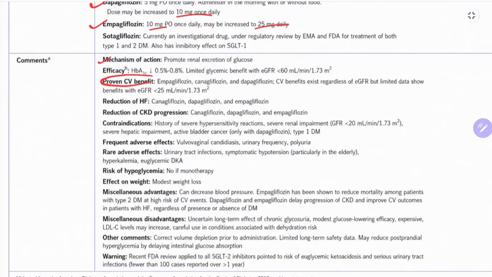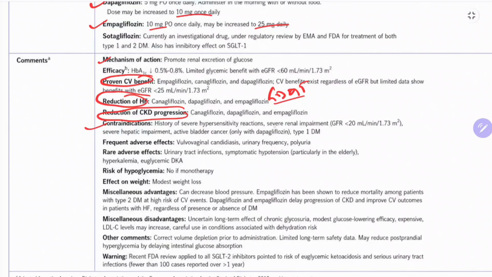This is important. Proven CV benefit, proven reduction of CKD progression. But one thing which is not there in GLP-1 receptor agonists is reduction of heart failure hospitalization. This is very important. That's why in heart failure, whether they have diabetes mellitus or not, you should prescribe dapagliflozin or empagliflozin in particular. So this is included in GDMT, guideline directed medical therapy.